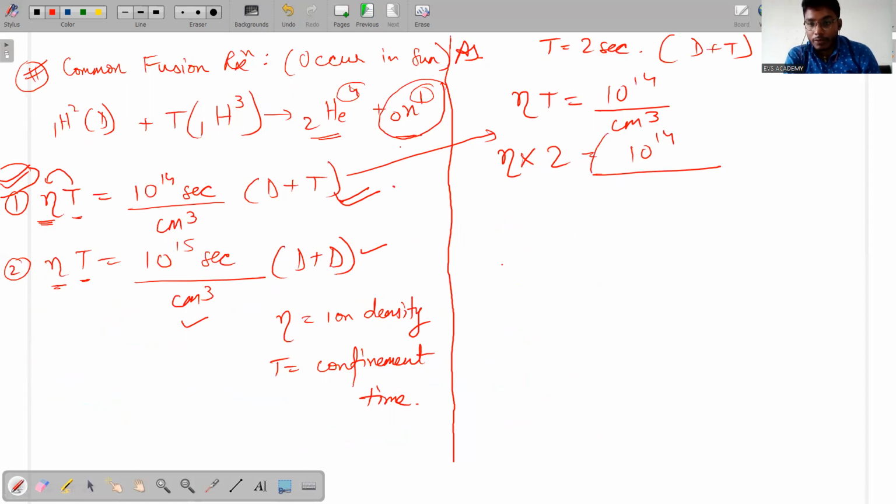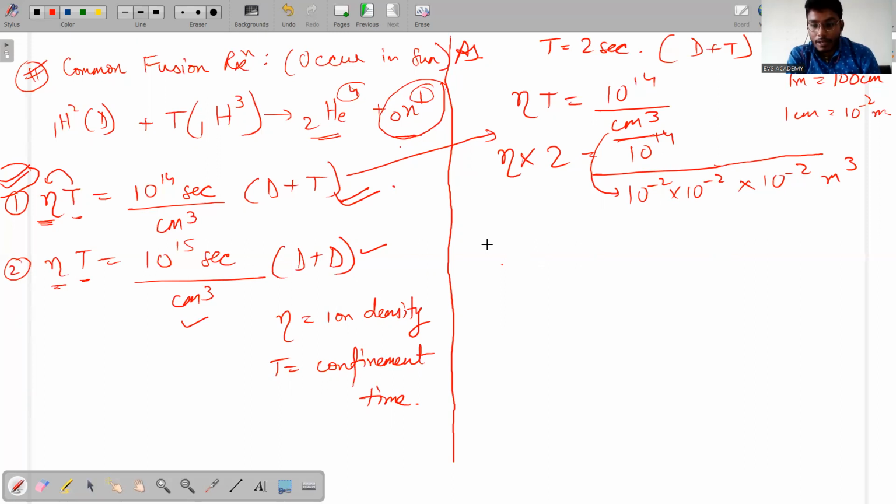Now we need to change the unit of centimeter cube into meter cube. We know that in 1 meter we have 100 centimeter, so 1 centimeter is equal to 10 to the power minus 2 meter. It is cubed, so 10 to the power minus 2 into 10 to the power minus 2 into 10 to the power minus 2. Got it? So we have changed the unit into meter cube.